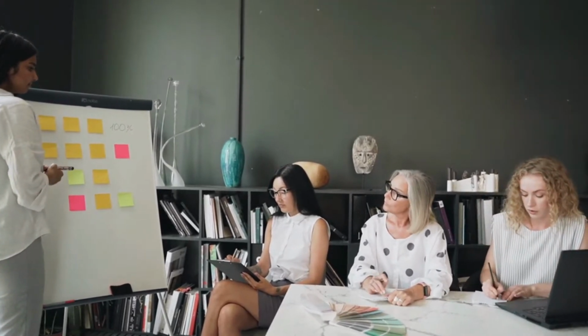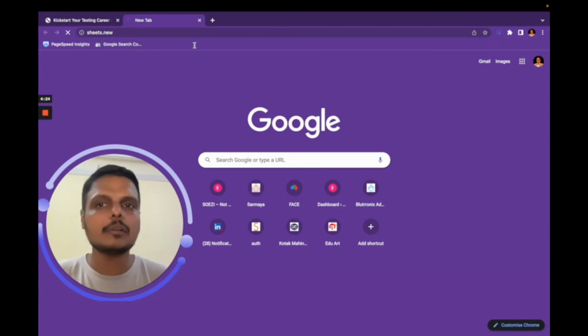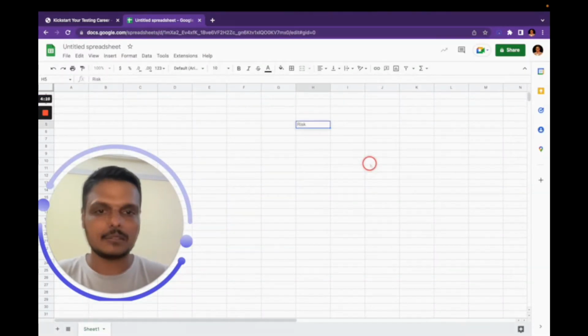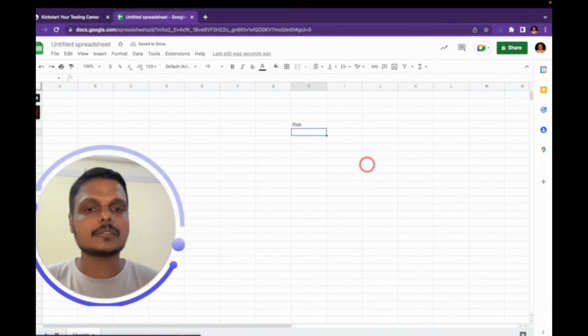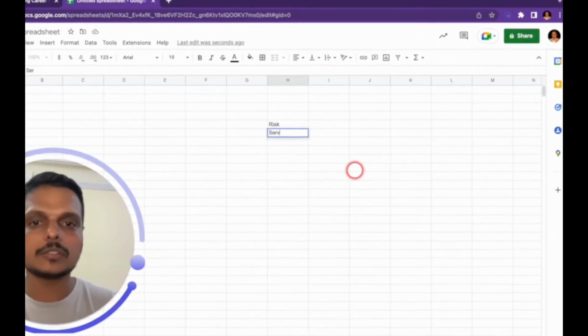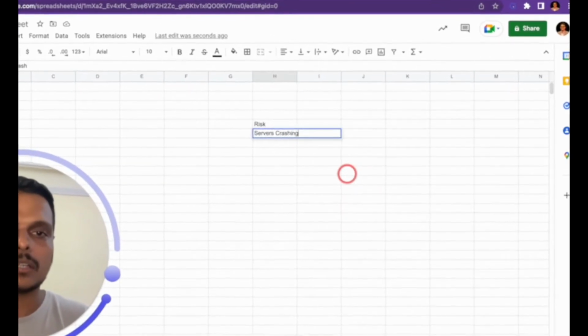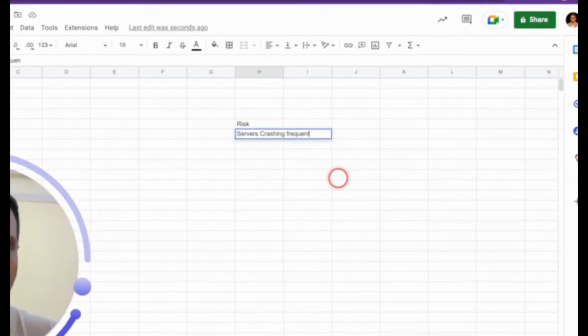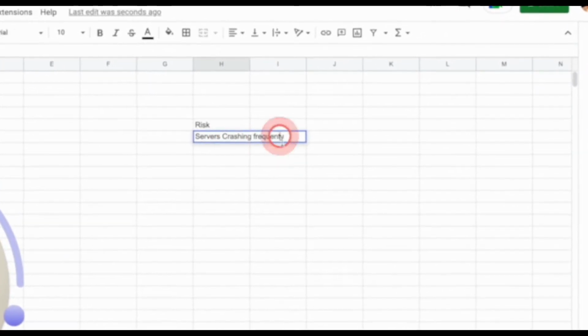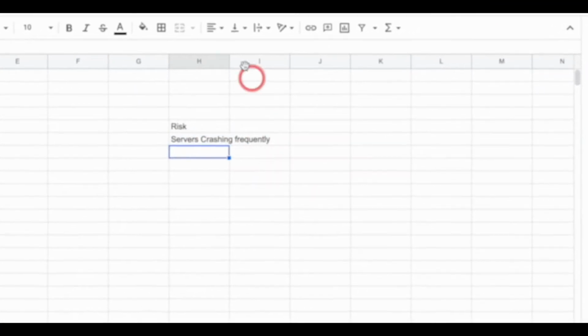What do you mean by prioritize? Why do we need to prioritize? Let's have a look. List down a few risks that we discussed in the last meeting. Let's say the risk was servers crashing frequently. What is the frequency of this risk? How many times has this happened in the past? We need to identify that before considering this to be a real risk.